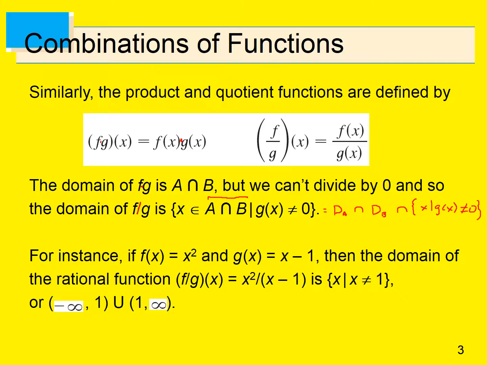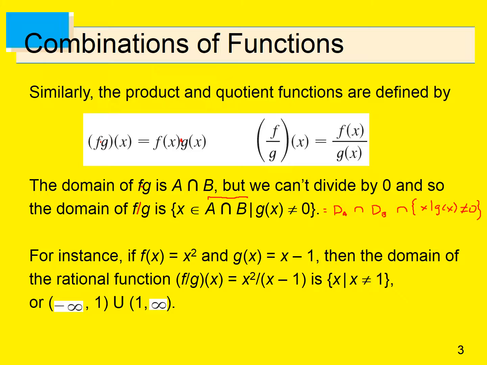For instance, if f of x equals x squared and g of x equals x minus 1, now if you think about the intersection of the two domains, you're not throwing out anything for those two sets, the domain of f and the domain of g, because the domain for each of those is the set of all real numbers. But g can be 0 if x equals 1, so we're going to throw that out.